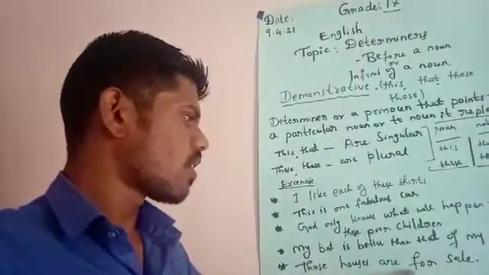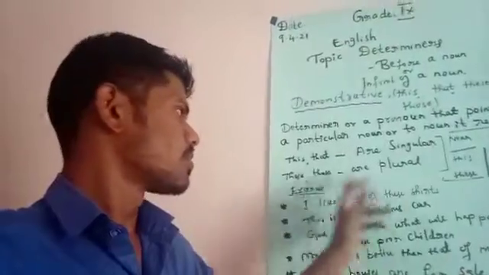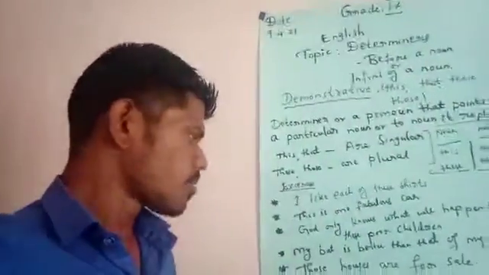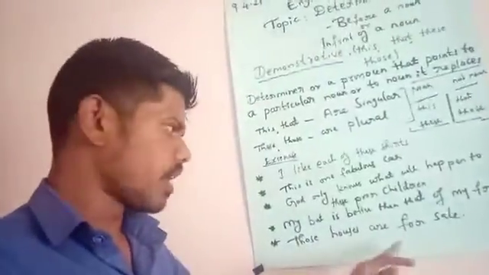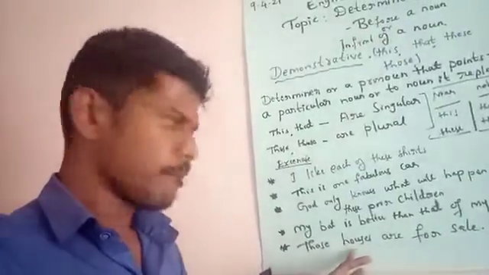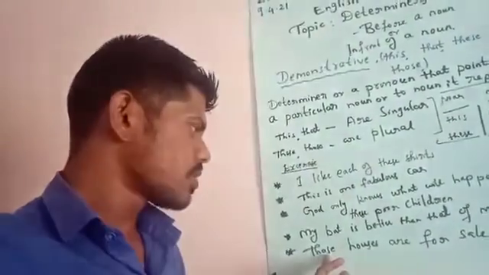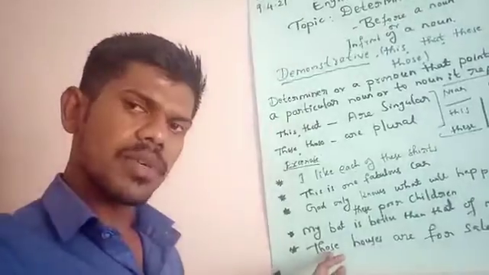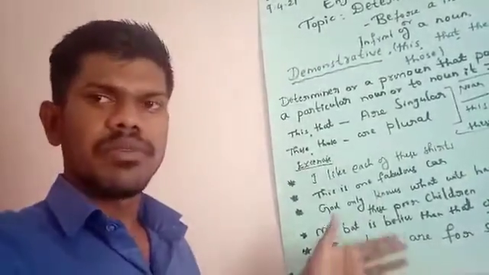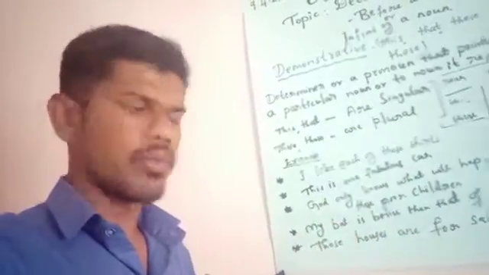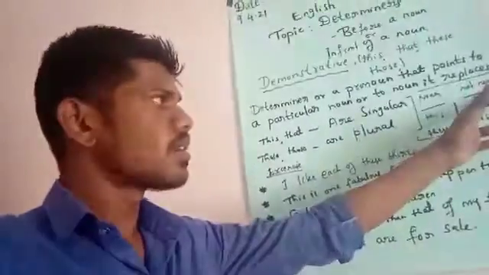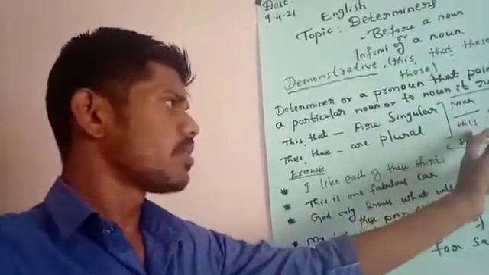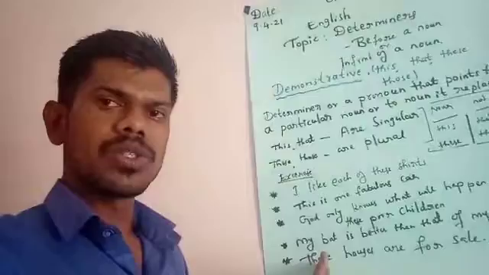Those houses are for sale. Here I am talking about the houses, plural. I can use these also, but I am talking about the houses which are not near or close to me. They are a little bit far. Not near to me, so I used those houses.